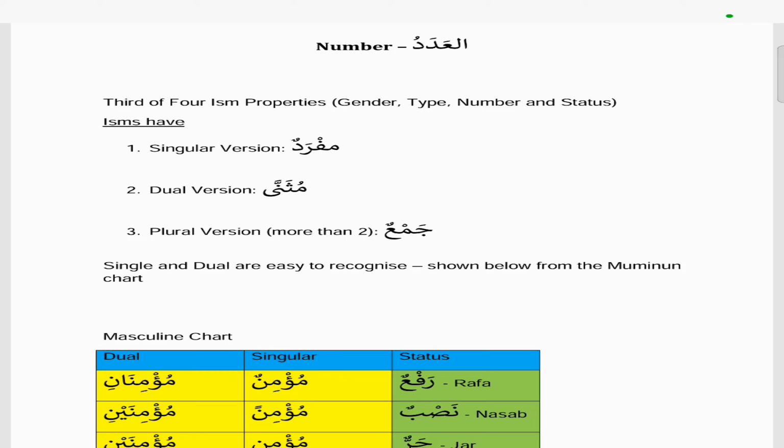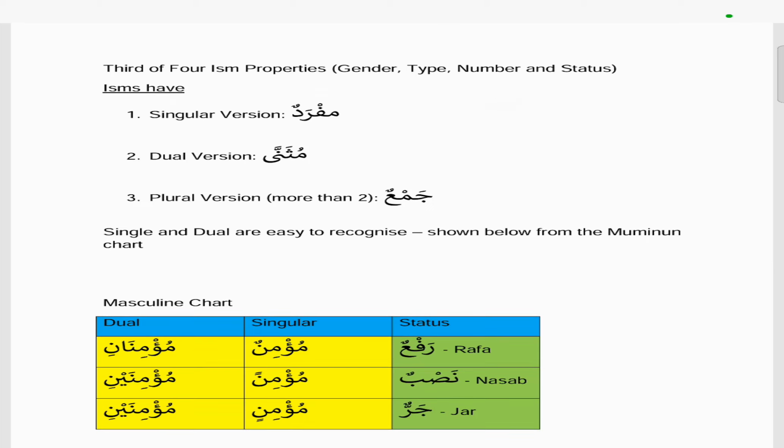So we continue with the next chapter of our curriculum. Now we're moving on to the third of the 4 ism properties. We've already discussed the status and gender, and now we will discuss number, al-adadu. Isms have singular versions, they have dual versions, and they have plural versions. We mentioned that in Arabic, dual and plural are separated, unlike English.